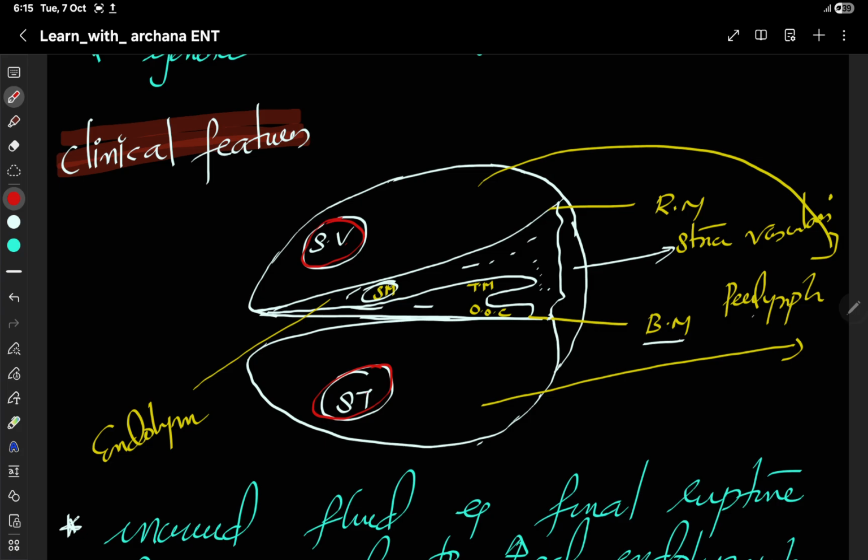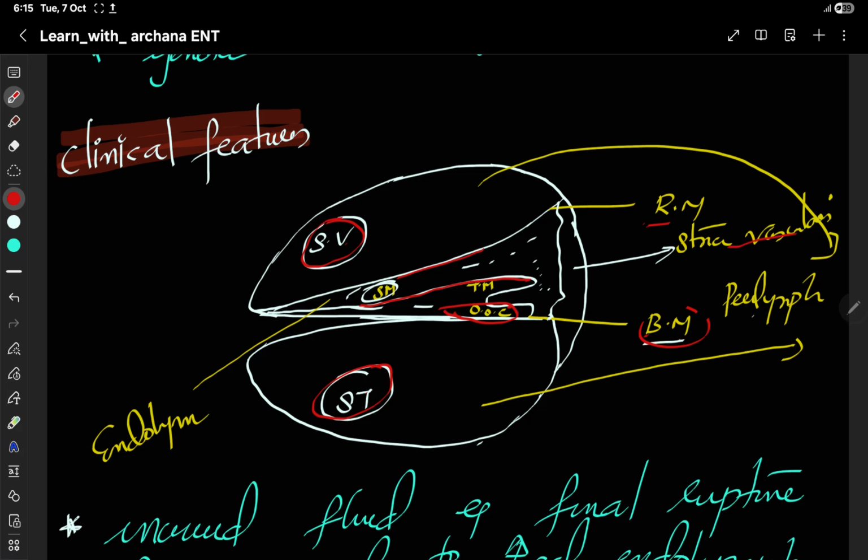The middle chamber is the scala media, and inside the scala media is the organ of Corti, the organ of hearing. The upper membrane is called Reissner's membrane, and the lower membrane is called the basilar membrane. The basilar membrane is where the organ of Corti is resting. Above that there is the tectorial membrane, and there are hair cells, and by their stimulation hearing occurs.